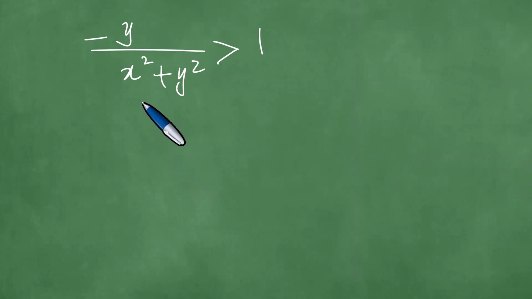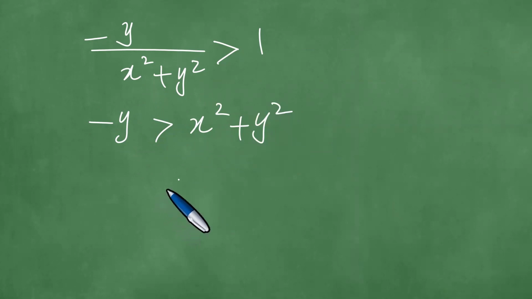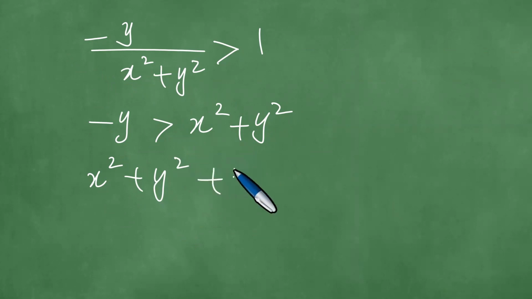Well, there's something we realize at this point: x squared plus y squared is non-negative, and we avoid division by 0 so that we can write these here. That is, we multiply both sides by x squared plus y squared. Further manipulation reveals that x squared plus y squared plus y is less than 0.